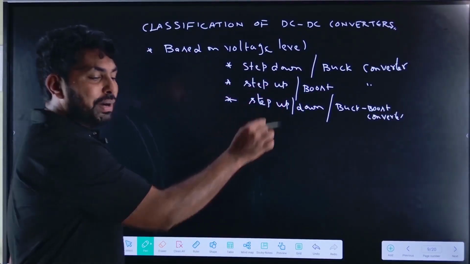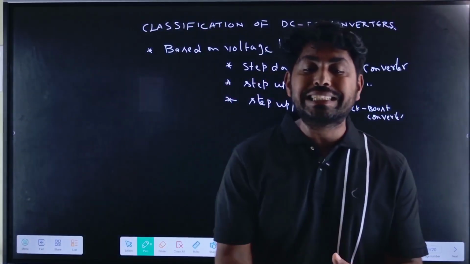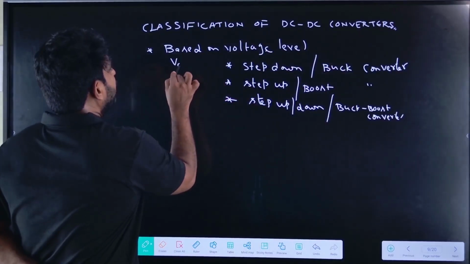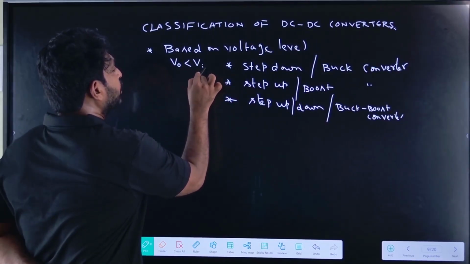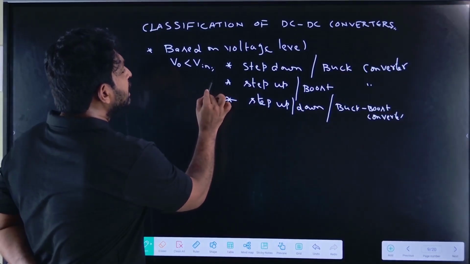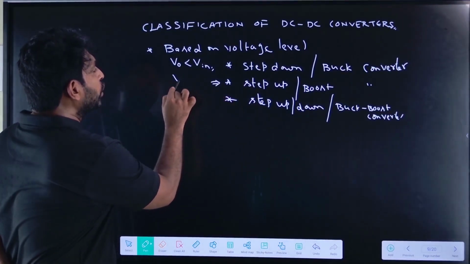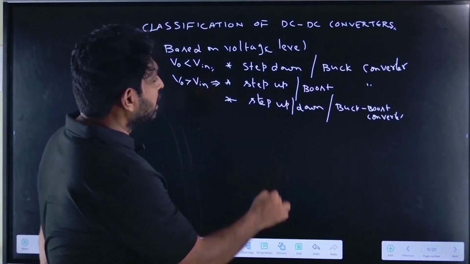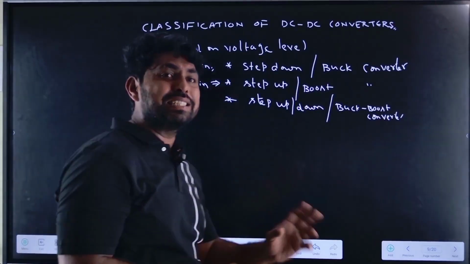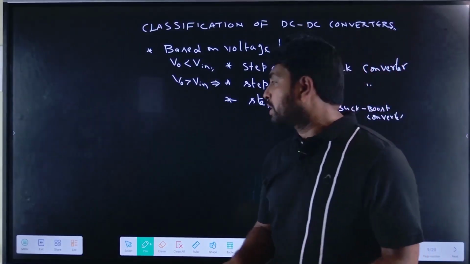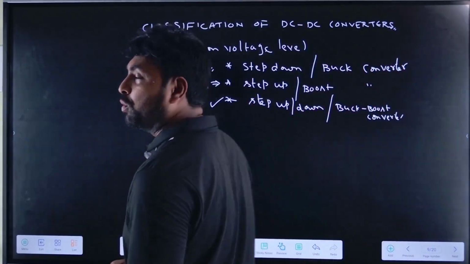So what is a buck converter? In the buck converter, the output voltage is less than the input voltage. If the output voltage is less than the input voltage, we call this a buck converter. What is the boost converter? If the output voltage is greater than the input voltage, we call this a boost converter. If the output voltage can be increased or decreased, it can operate in step up or step down based on the duty cycle, so we call this a buck boost converter.